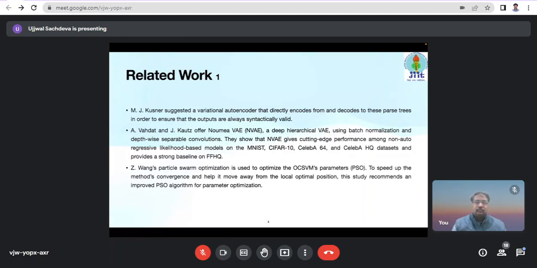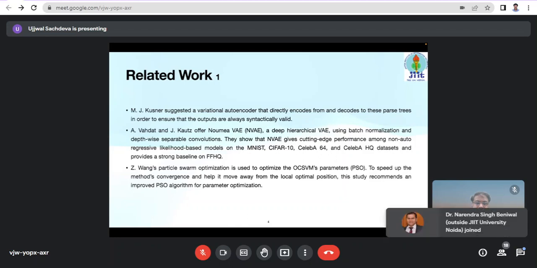Author Z. Wang's particle swarm optimization is used to optimize the OCSVM's parameters to speed up the method's convergence and help it move away from the local optimal position. This study recommends the improved PSO algorithm for parameter optimization.